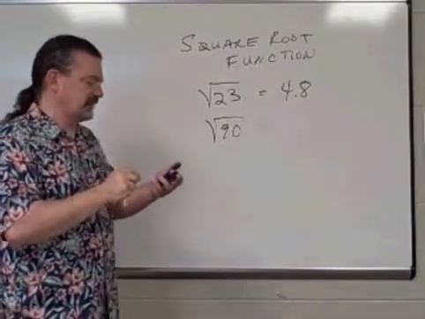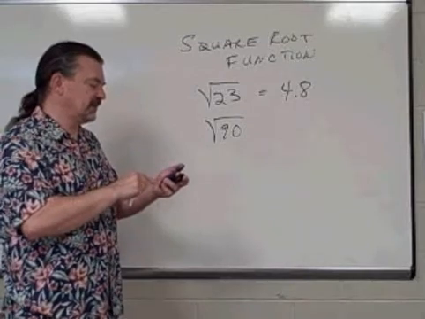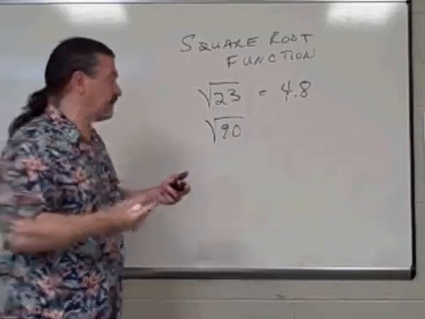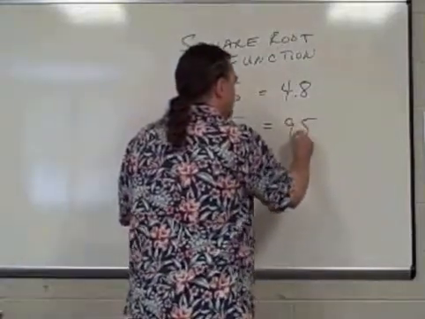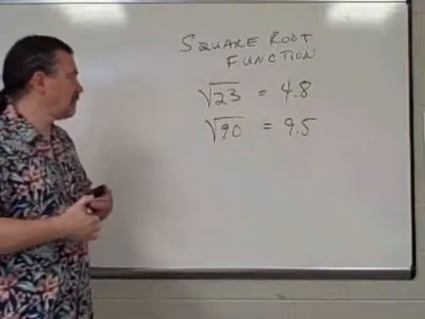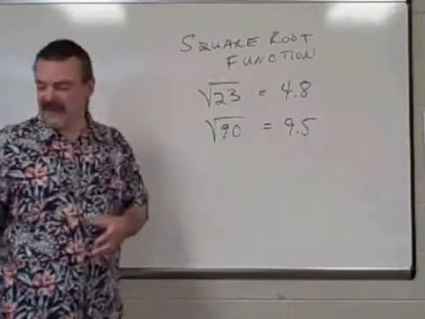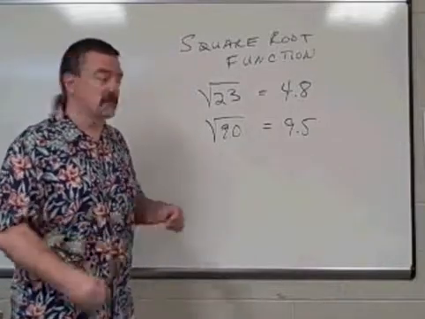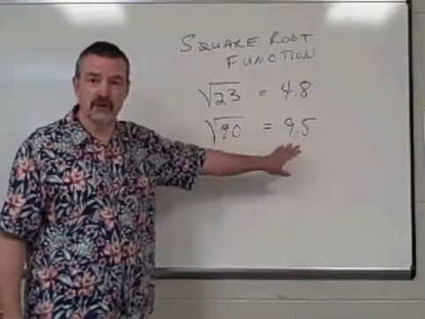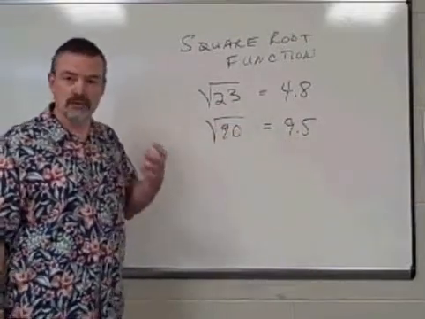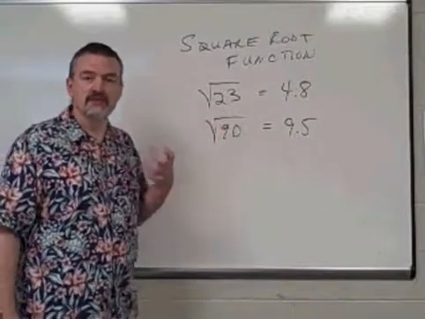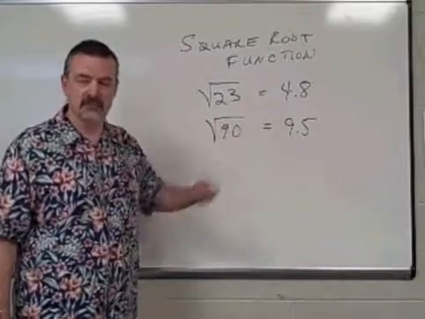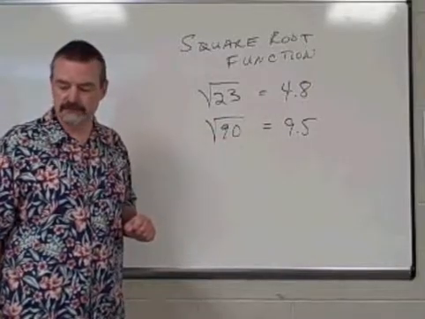Now try the square root of 90. Clear your display, put in 90, hit your square root symbol. If we round that to the nearest tenth, that would be 9.5. So again, that tells us that 23 and 90 are not examples of our perfect square numbers because their square root didn't turn out to be a whole number. There's no whole number we can square that gives 23. There's no whole number that we can square that will give 90. We just have to get decimal approximations when we need those values.